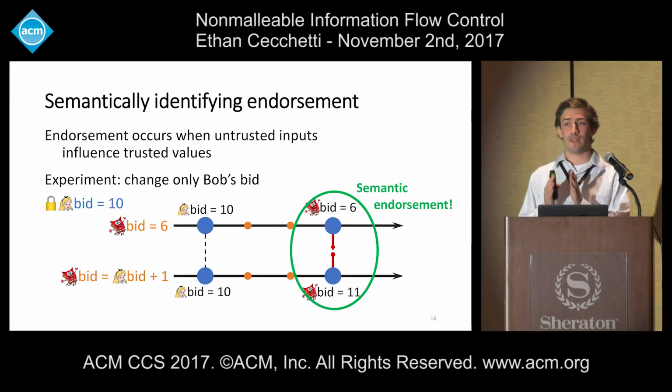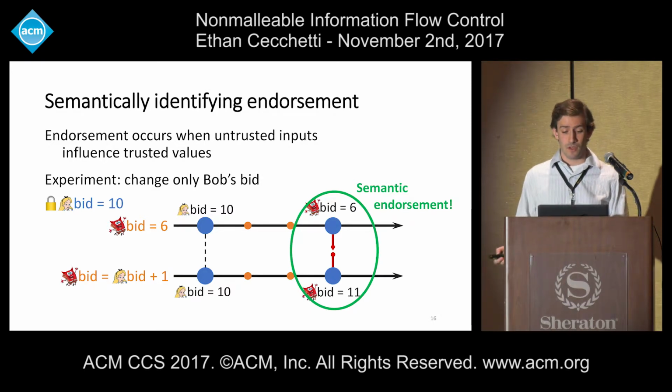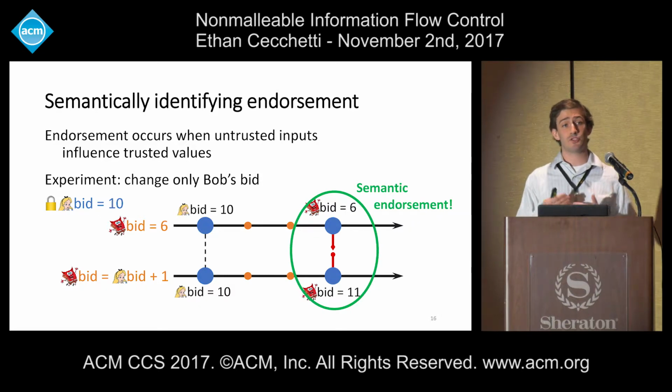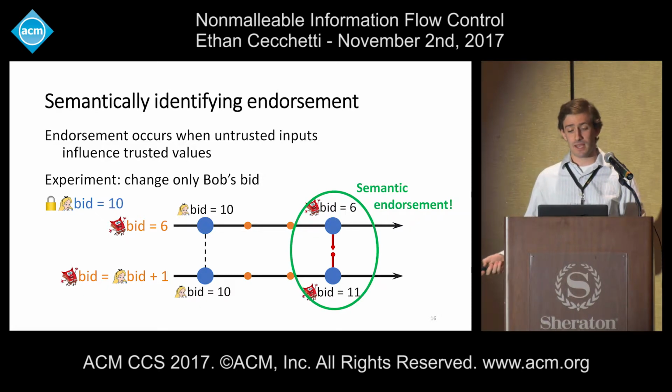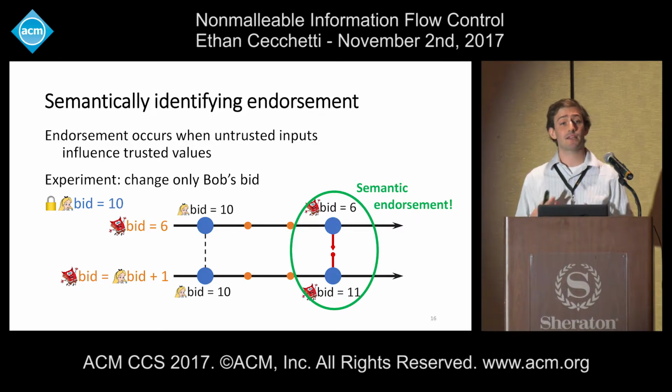We can now look at these two traces together and see if we can find an endorsement. The first value is not an endorsement. This is the same value in both cases. Changing the untrustworthy input didn't change the trustworthy value, so we don't see an endorsement. But in the second case, all we did was change Bob's untrustworthy input, and we see a different value for the trustworthy output. So we have here semantically identified that an endorsement has occurred.